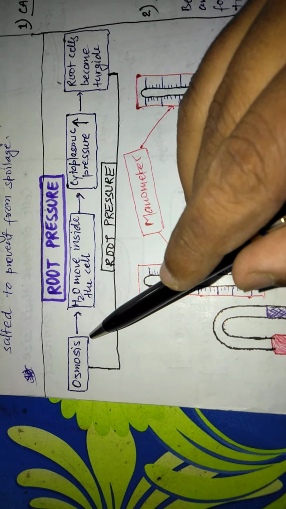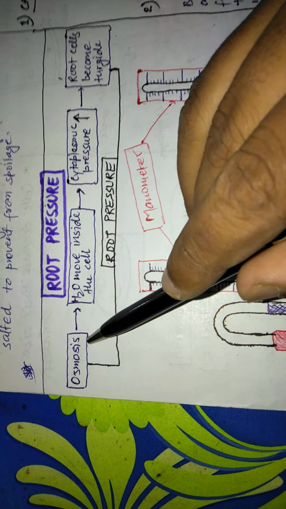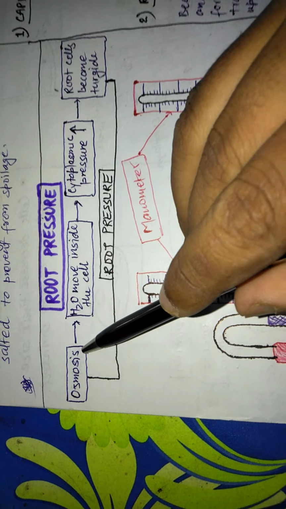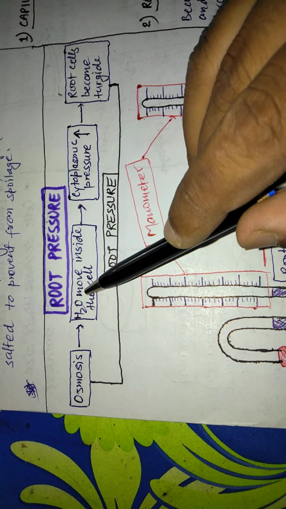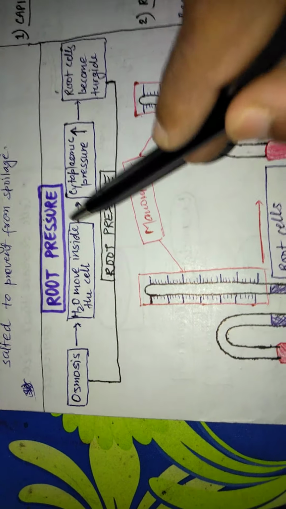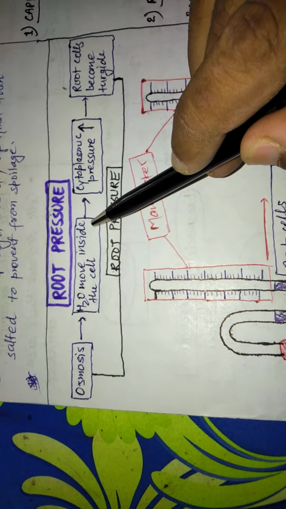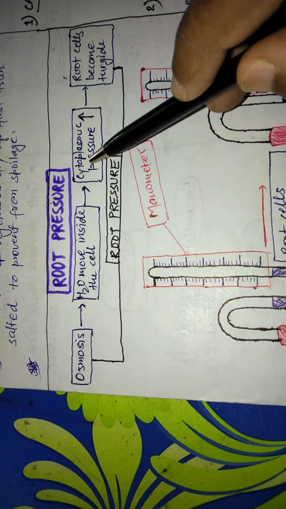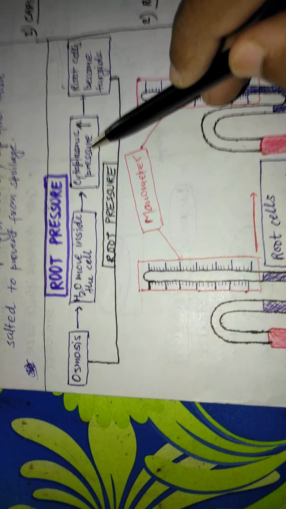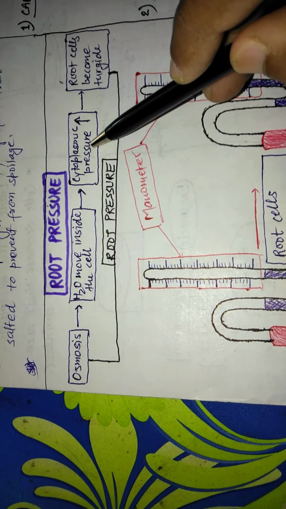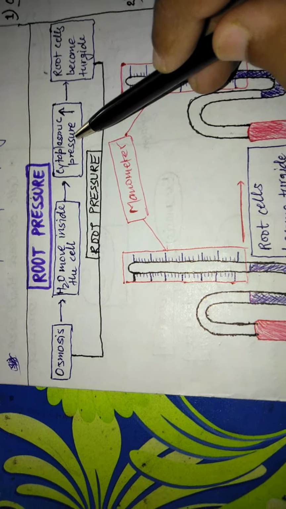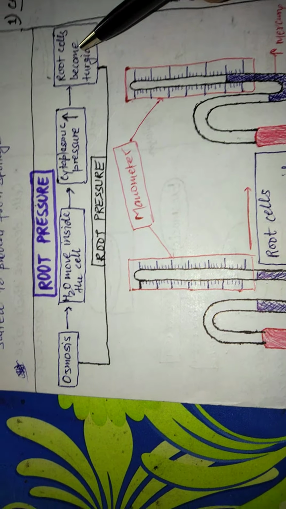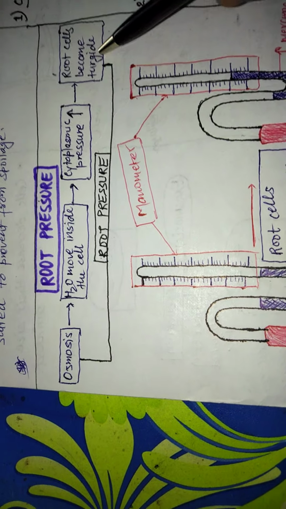First of all, water is absorbed by the root hair cells by means of osmosis. After the absorption of water through osmosis, the water molecules move inside the cells, and after the movement of water inside the cells, what will occur? The cytoplasmic content will increase very much, and due to this increase, cytoplasmic pressure is created inside the root hair cells, and this cytoplasmic pressure causes the root hair cells to become turgid.